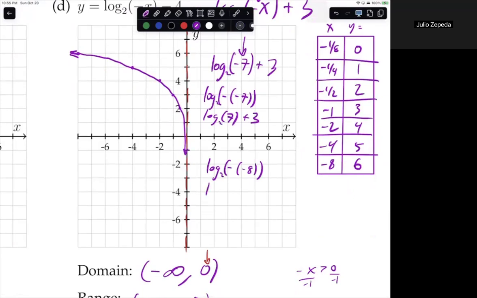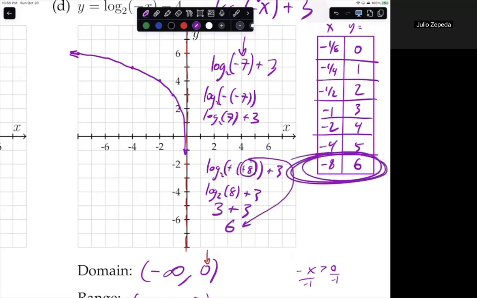Well, this will work here, because the negatives cancel: log base 2 of 8. What exponent do I put on 2 to get 8? That's 3. And if I add 3 to that, I get 6. So notice if I plug in -8, my output is 6. That's exactly what this point here is saying.